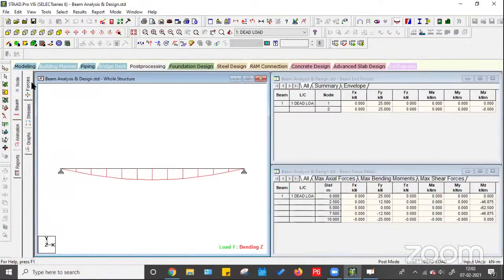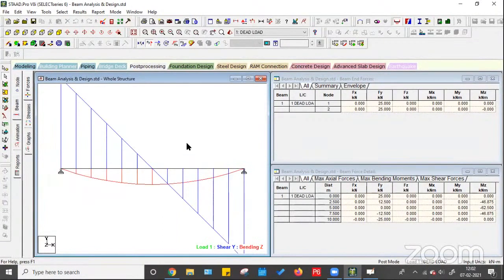Let's go to beam, and the first thing is force. And here you can see the bending moment diagram. This is the bending moment diagram. If you want to see the shear force diagram, you can click on FY, shear. This is your shear force diagram. You can increase the scale by pressing Control and scrolling up, scrolling down like this. For MZ also, I can increase the scale like this.